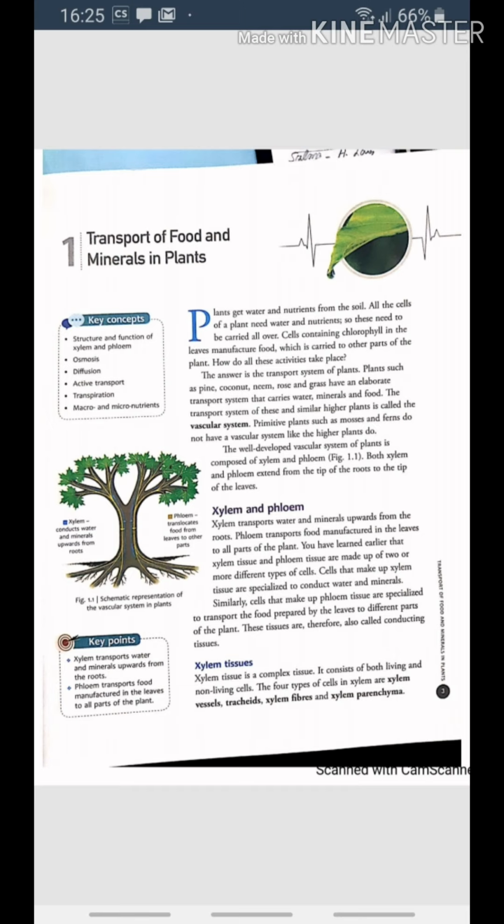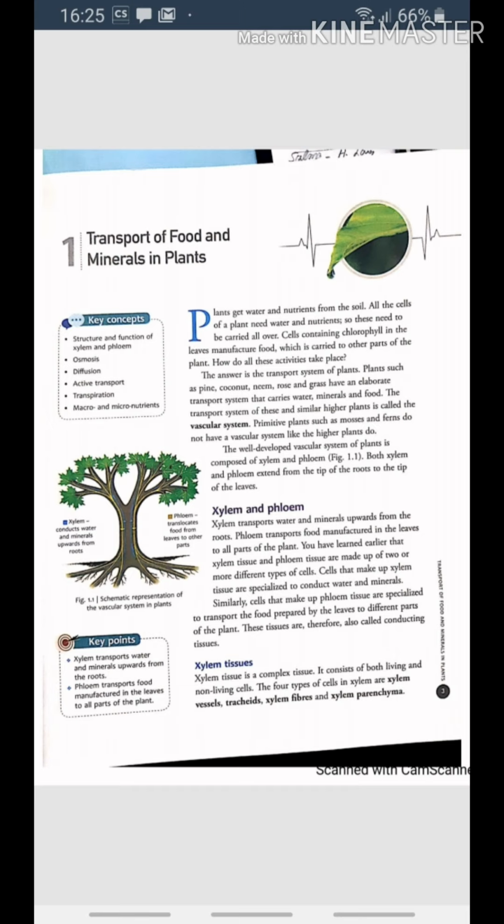Now children, see the importance of transpiration. The first importance is its cooling effect. When there is rapid loss of water vapor from a plant's aerial parts, it brings down its temperature. The second importance of transpiration is removal of excess water. As a plant absorbs more water than it requires, transpiration helps in removing the excess water.